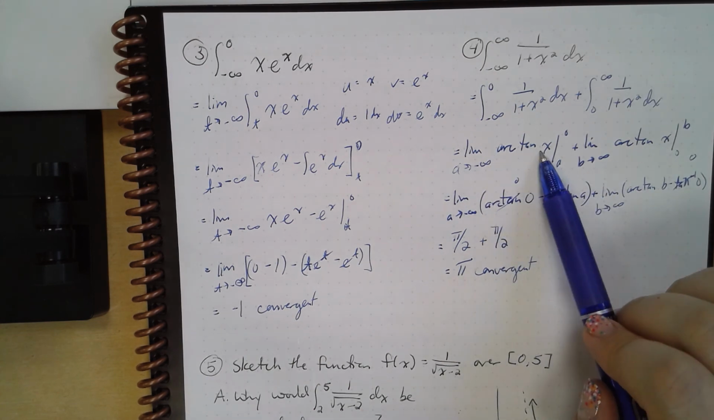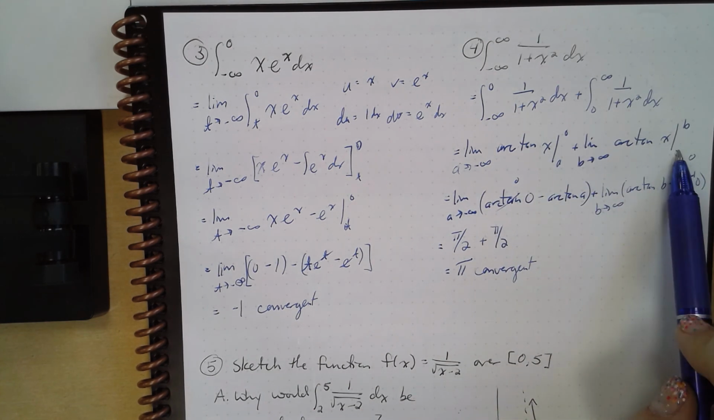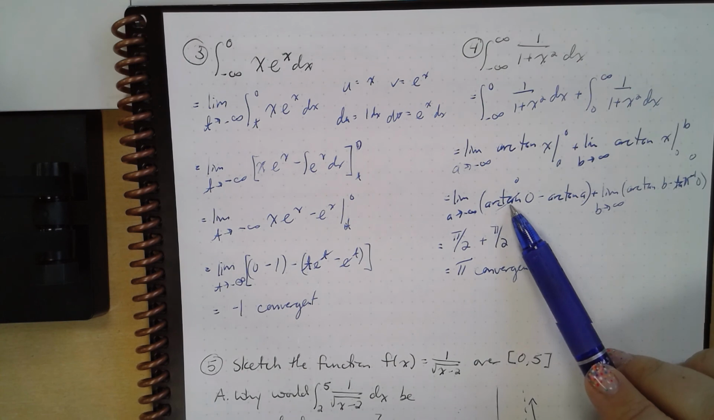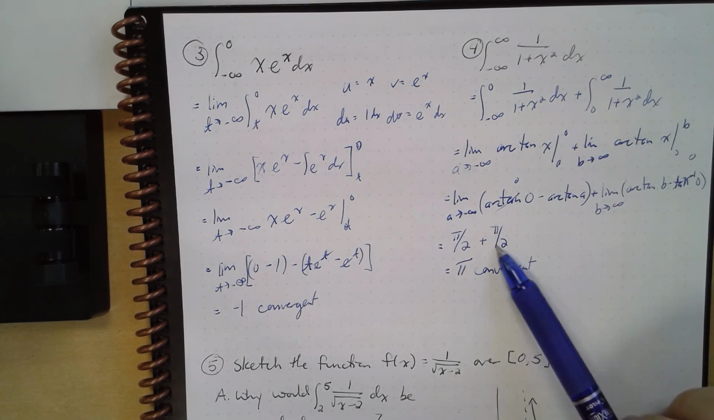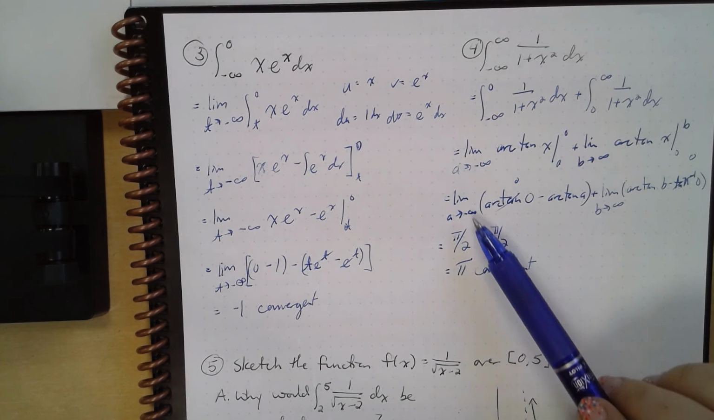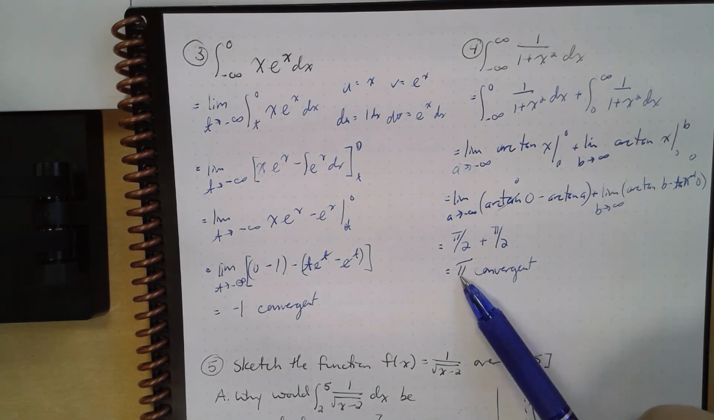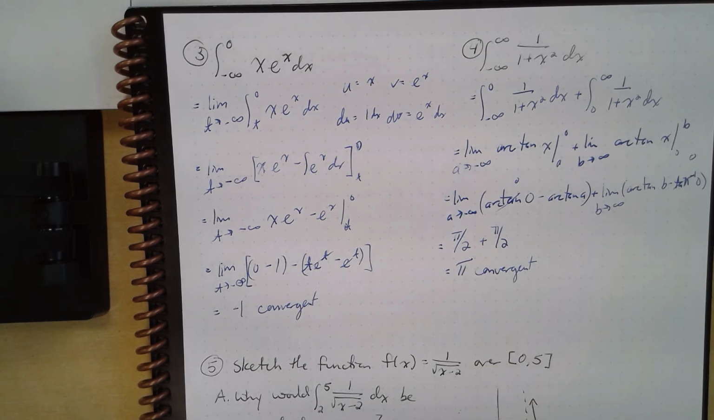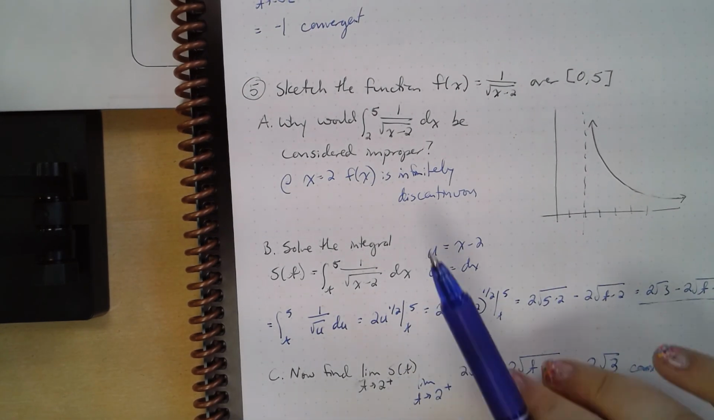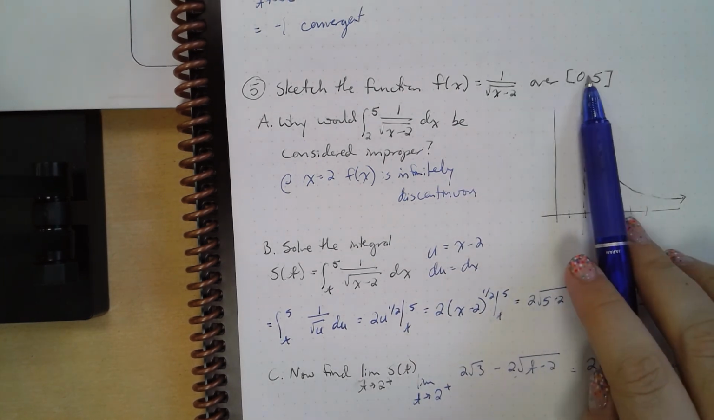But we have the arctangent of x and arctangent of x. So here we have arctangent of 0 minus a, arctangent of b minus a. We get pi over 2 plus pi over 2, right? Because it's going negative infinity and infinity, which is just equal to pi, which is convergent. Very interesting. So we've been asked to sketch this function from 0 to 5.